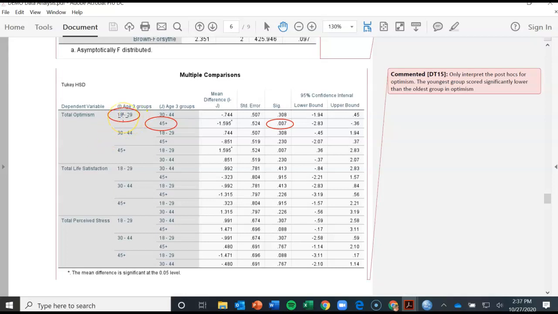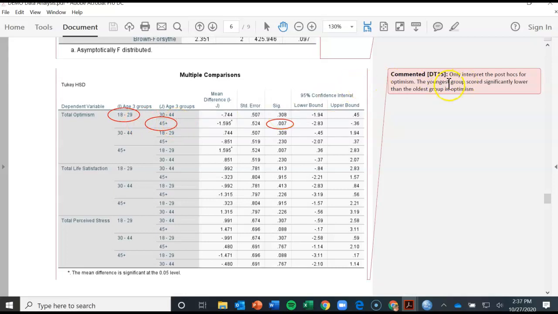So I wanted to look at 18 to 29, 30 to 44, 45 plus, and then you make paired comparisons. So the only place you've got a significant result with a Tukey HSD test is between the youngest group and the oldest group. Now there is some duplication in this table because the same result right here is when you compare the oldest group with the youngest group, instead of the youngest group with the oldest group. It's the same test. So you only report it once, you only pay attention to it once.